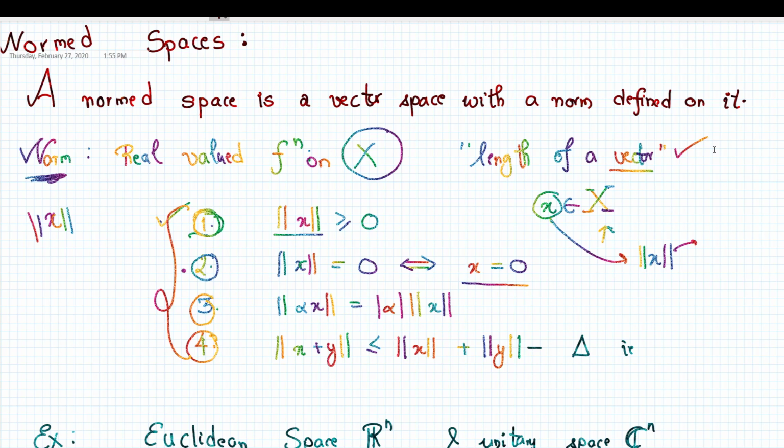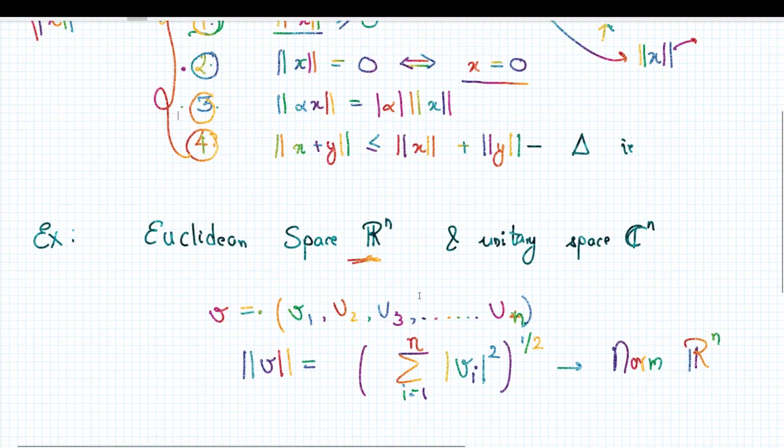Let's move on to the third property, and that is if you do scalar multiplication, then it's simply the norm of scalar alpha times the norm of x. So norm of alpha x is equal to norm of alpha times norm of x. And the fourth property is the norm of x plus y is less than or equal to norm of x plus norm of y. So this is essentially what a norm space is.